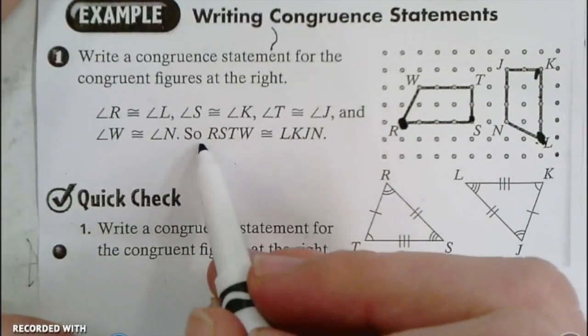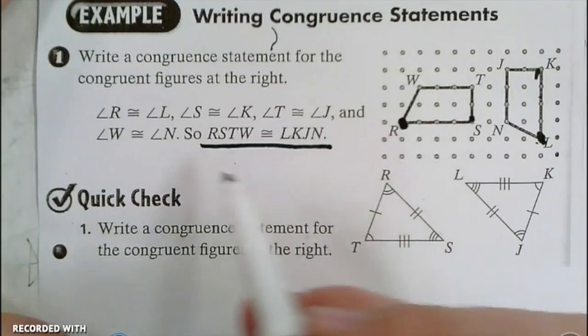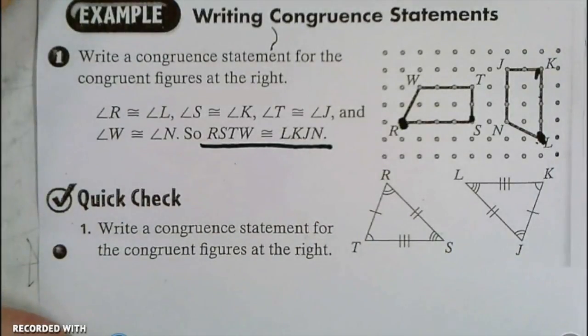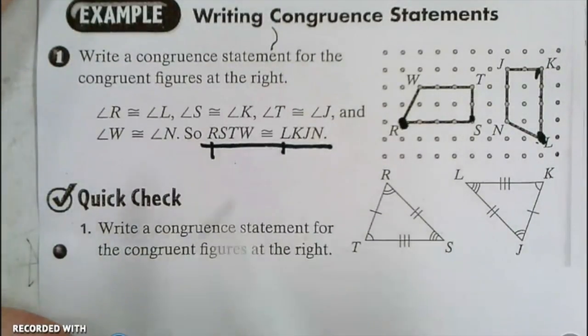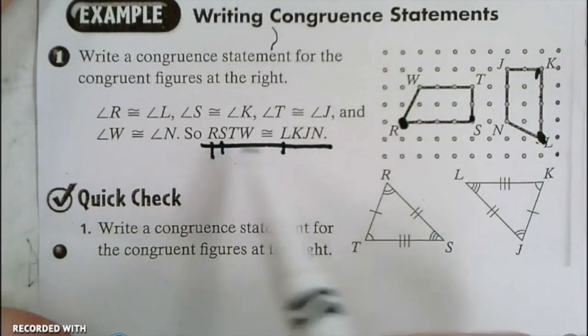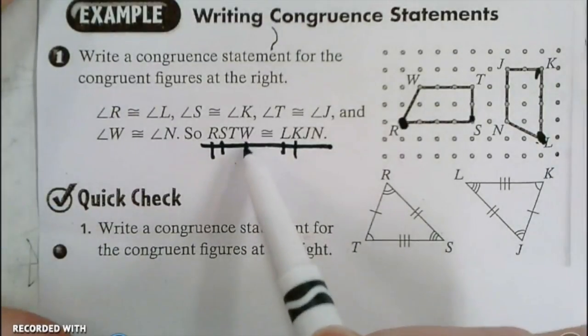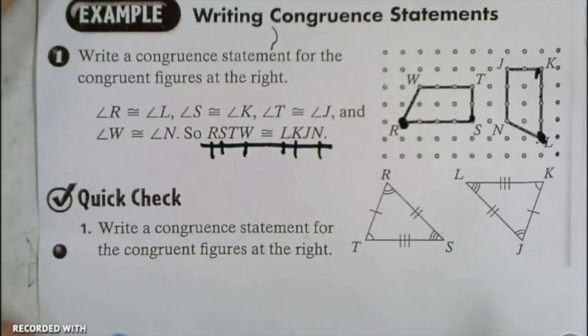And then you would make a statement. This is a congruent statement that lists the whole figure in the right order that's matching all the lines. It means that R and L are congruent to each other. S and K are matched. W and N are matched.